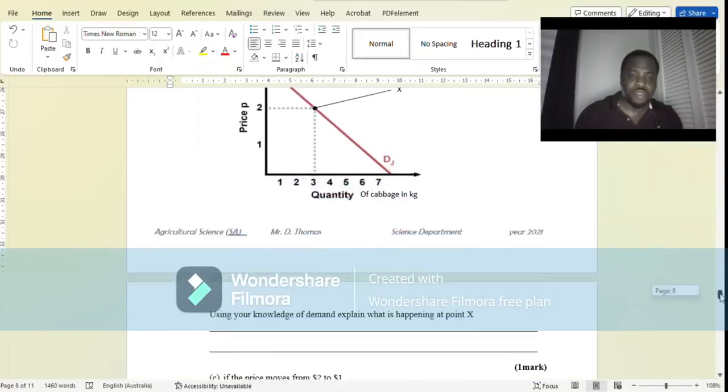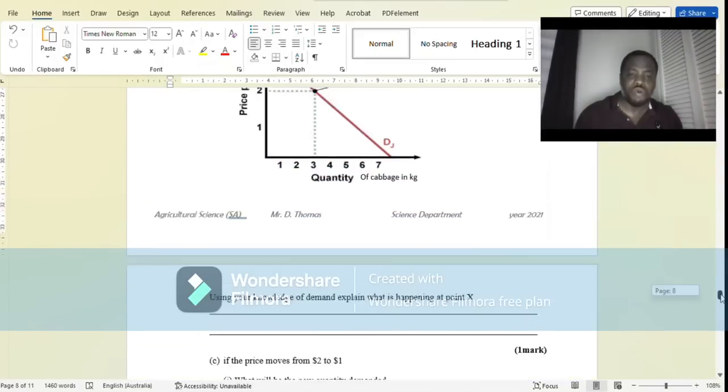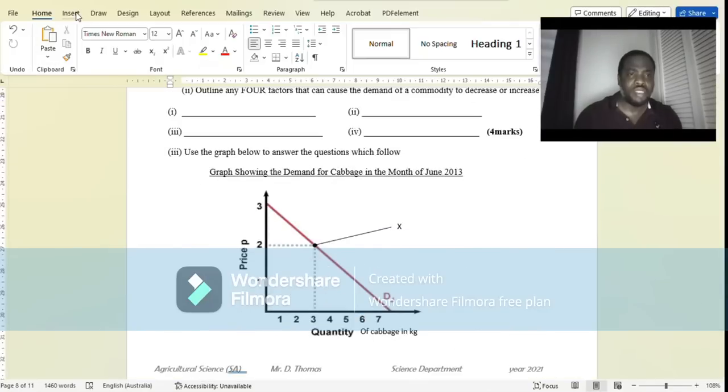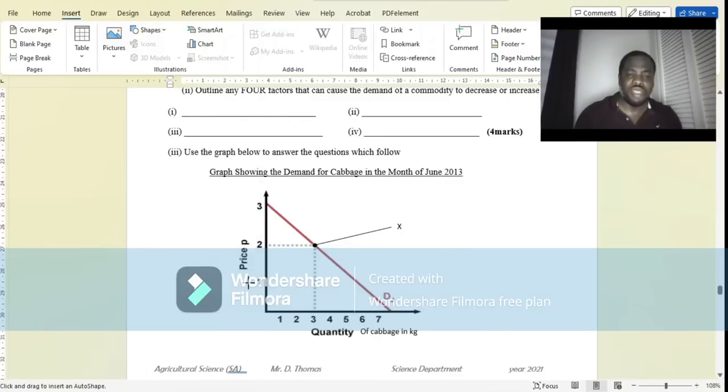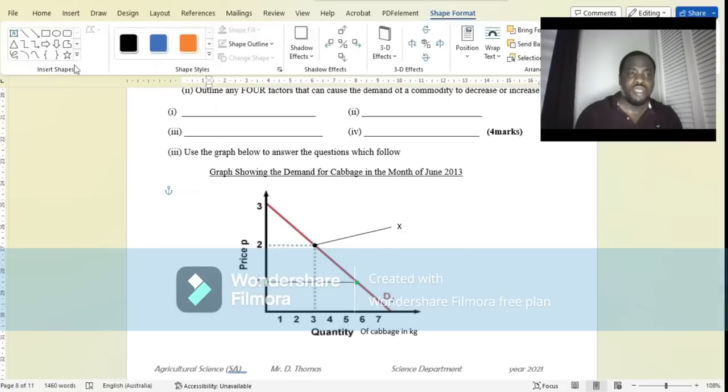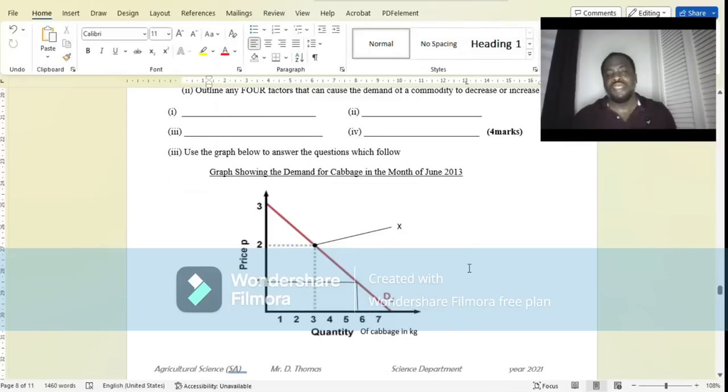Now, the next question speaks to what will happen if the price moves from $2 to $1, so there's a decrease in price. A decrease in price will have a positive impact on the quantity demanded. So if you're in the exam, you take a ruler to where it will touch the curve, and then you carry it across. Now, really and truly, you can be a bit more precise on the Word document. We don't have any intervals in terms of the strokes to really show, so we're just going to estimate about 5.8 in terms of kg.